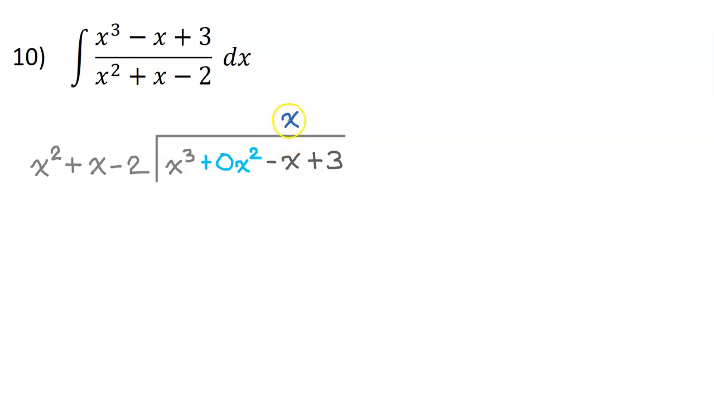Then you take the x and you multiply by the divisor. So x times x squared is x to the third power. X times x is x squared.